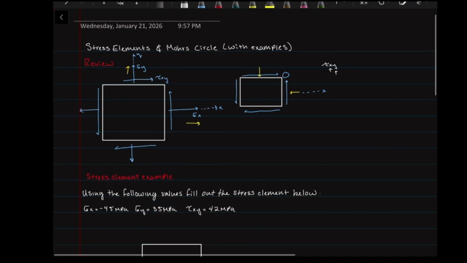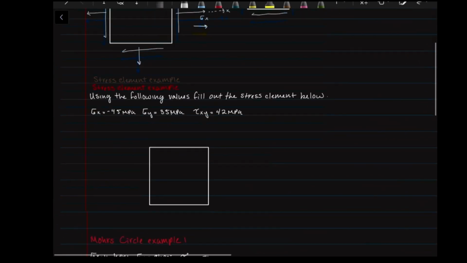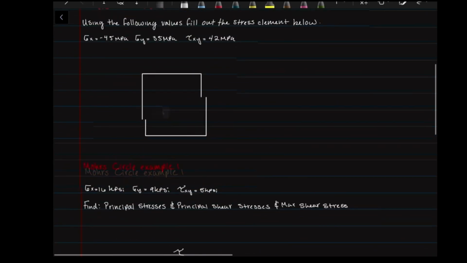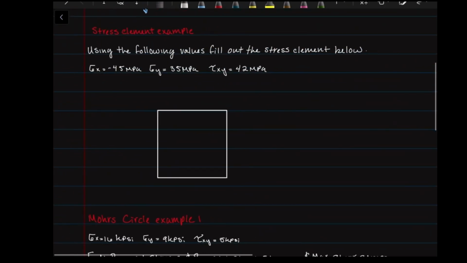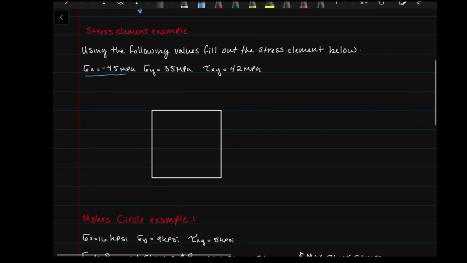Now, let's go over how to actually draw one with numbers. I know this is scary, but this should be real easy for us. Let's read the fantastic question I created for you guys. Use the following values to fill out the stress element. Alright, let's see what we have. We have a sigma x negative 45 megapascals.